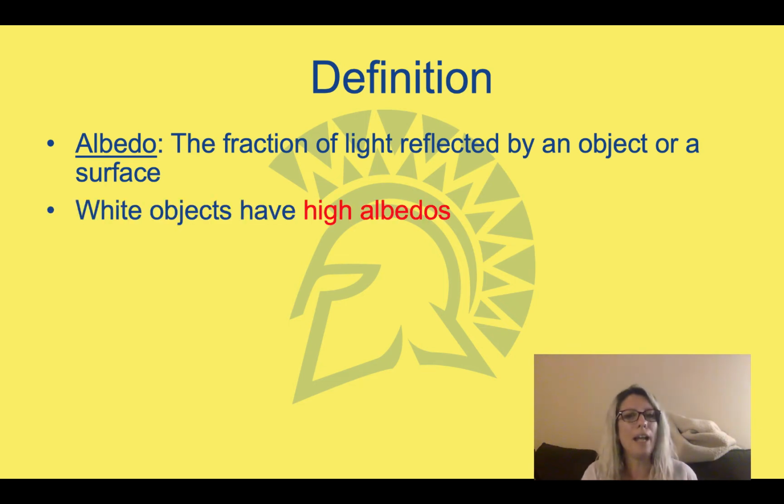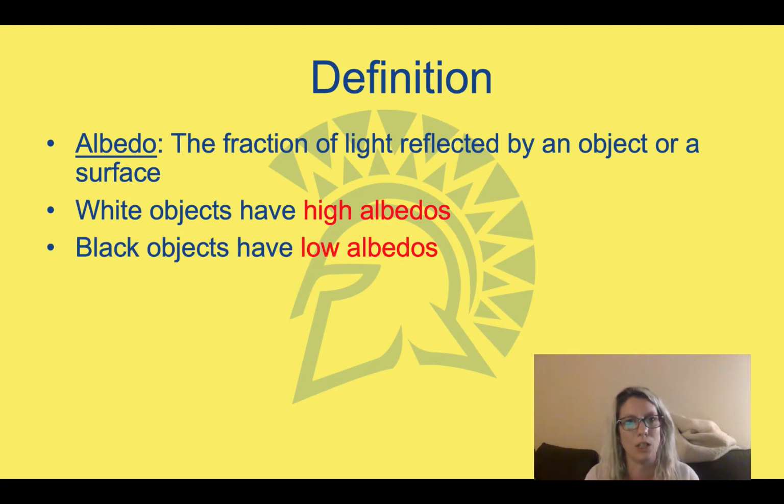So white objects like snow or ice have high albedos. If you ever go skiing in Tahoe and get sunburnt, and you're like, it's cold, there's snow, what's going on here? It's because white objects like snow have high albedos and they reflect the sunlight off of them. So that sunlight is going to come in and reflect off of the snow and hit you and possibly give you sunburn. Hopefully not. You'll wear sunscreen, so it's not going to be that big of a deal.